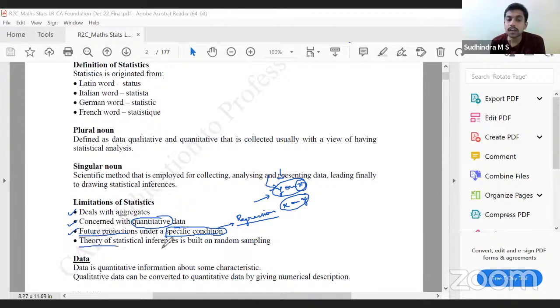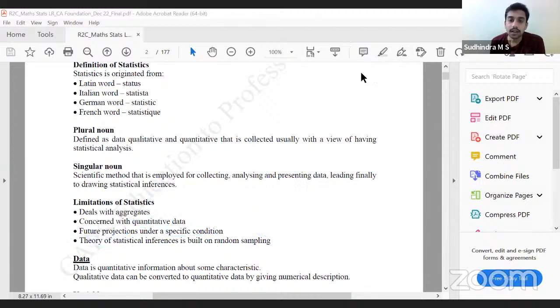And the fourth one: the theory of statistical inference is built on random sampling. So if that concept of random sampling itself is not followed, whatever conclusions we're making might be wrong. Right? These are the four limitations that we had in statistics.